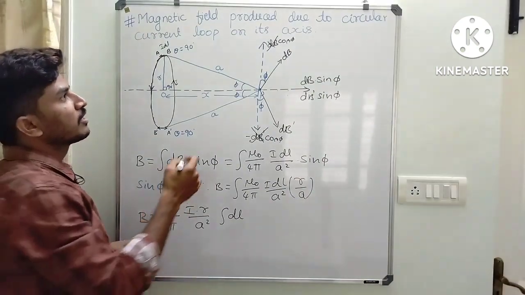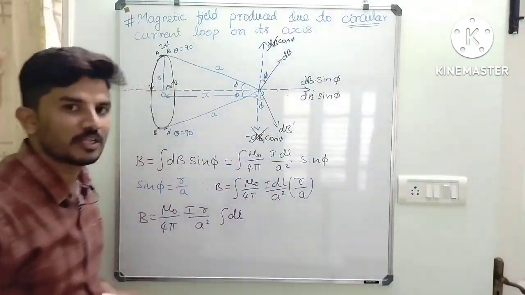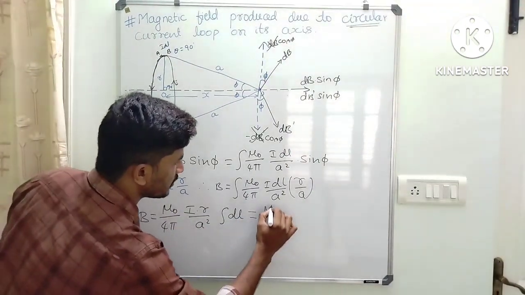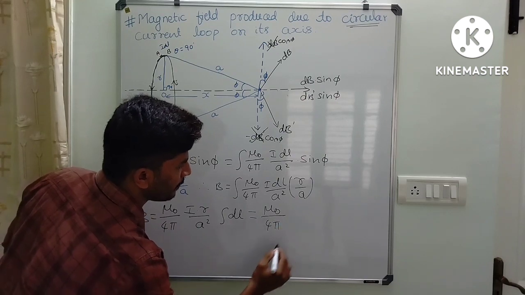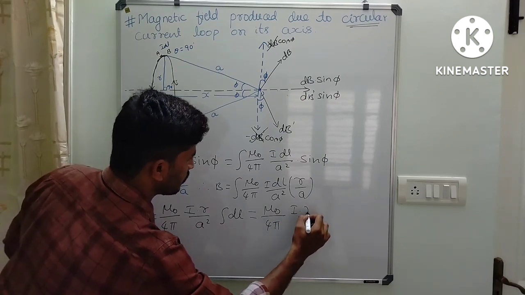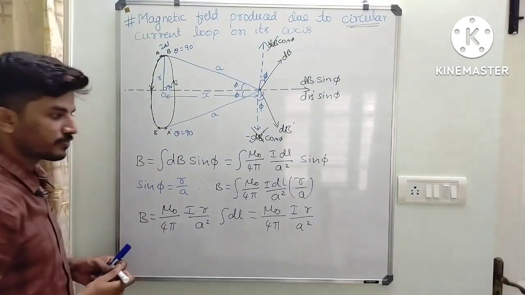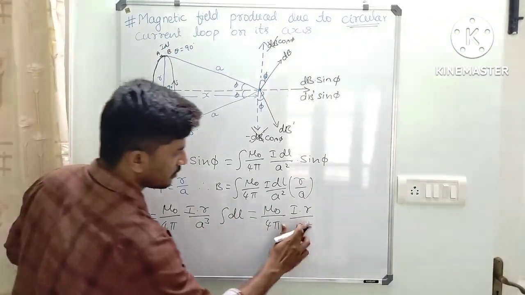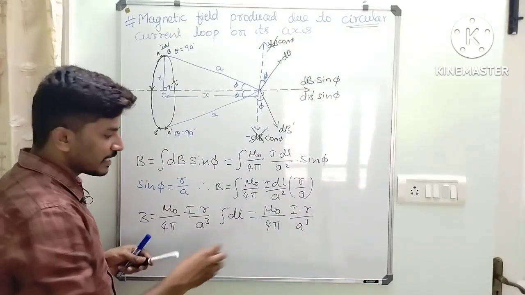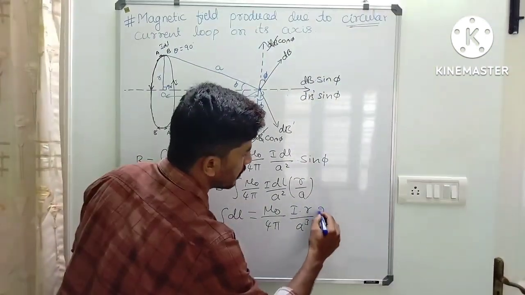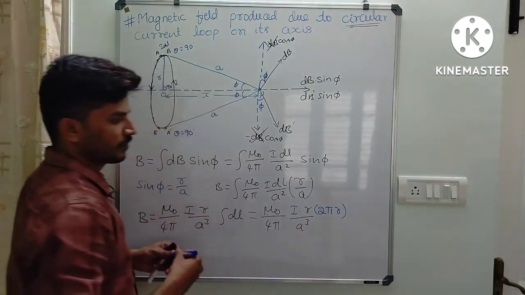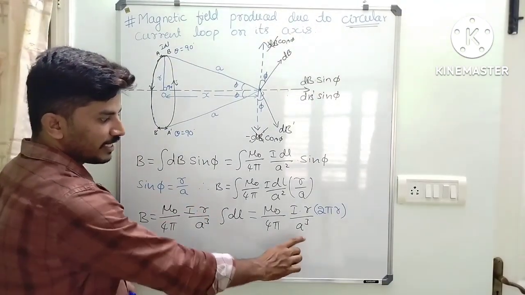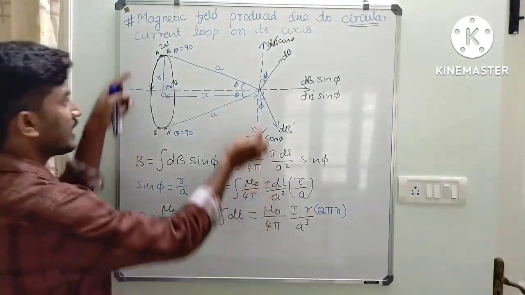If it is circular, the circumference will be equal to 2 pi r, meaning the integration of dl is equal to 2 pi r. So I can write mu naught by 4 pi, I into r divided by a square into a, which is a cube, into the integration of dl value, which is what? 2 pi r. So r into r is r square.